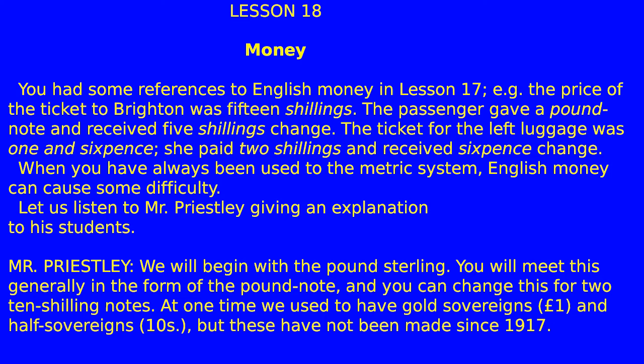Let us listen to Mr. Priestley giving an explanation to his students. Mr. Priestley: We will begin with the pound sterling. You will meet this generally in the form of the pound note, and you can change this for two 10-shilling notes. At one time we used to have gold sovereigns, £1, and half sovereigns, tens, but these have not been made since 1917.